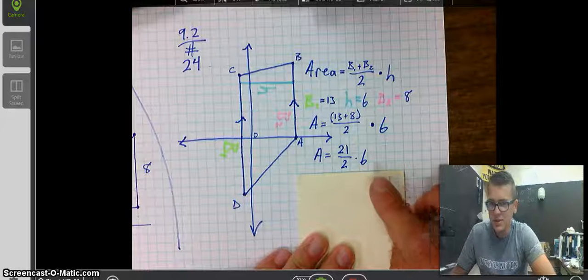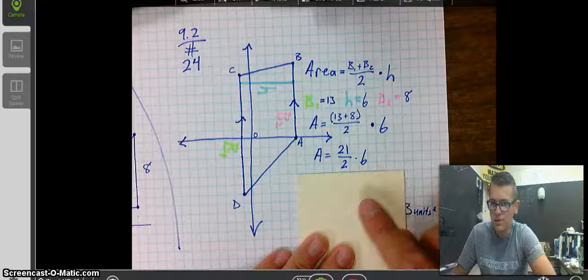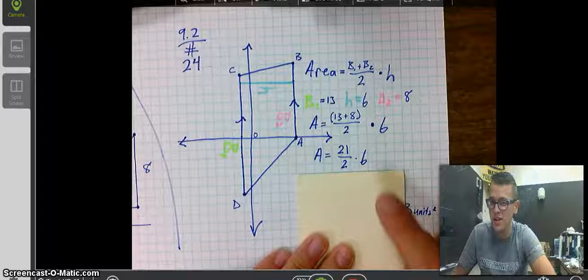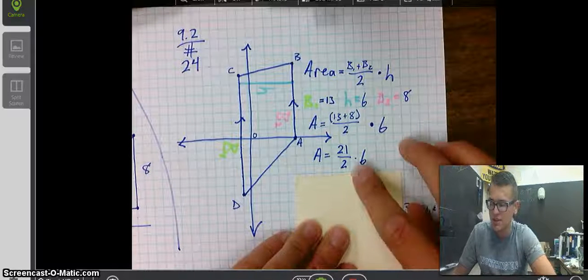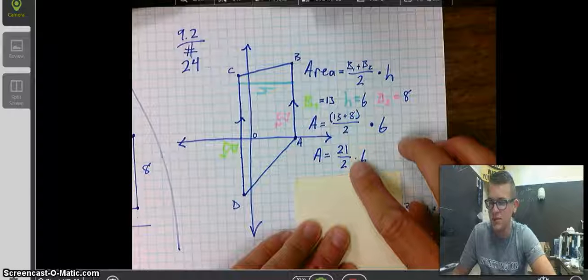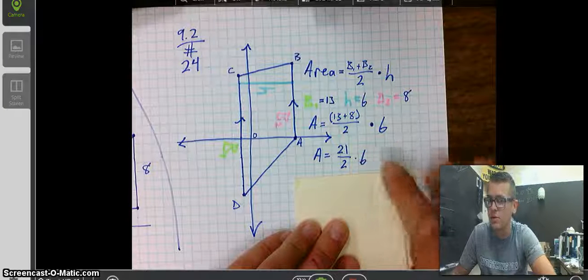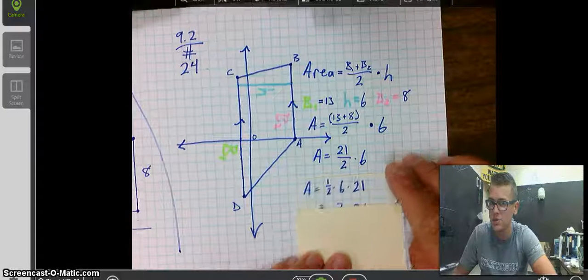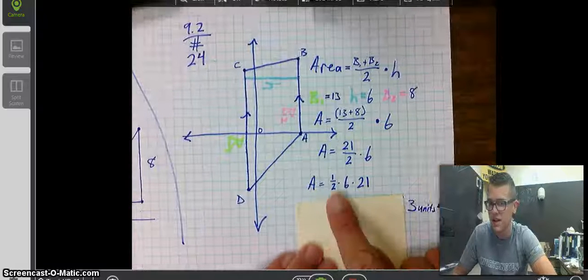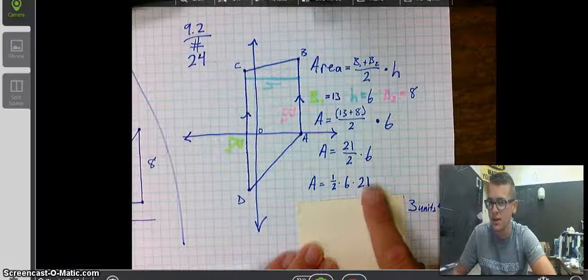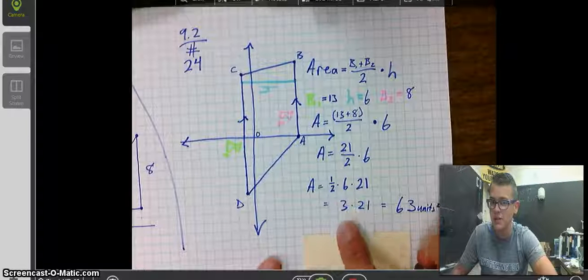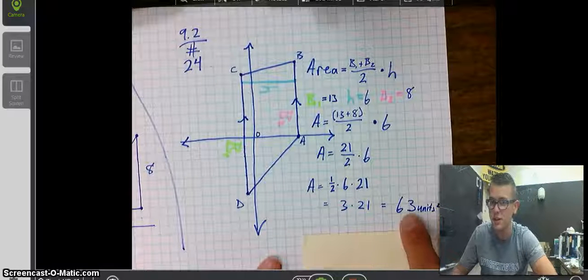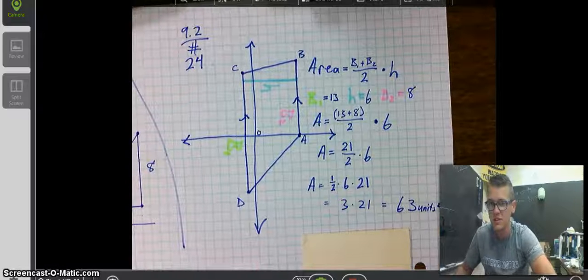Now this gets a little messy because this turns into 21 divided by 2 times 6, and since 21 doesn't divide by 2 very nicely, instead of doing 21 divided by 2, that's really like 21 times a half. So I'm going to use my commutative property to move some things around and say this is a half times the 21, but I'm going to put that out here and move the 6 here, because half of 6 is way easier than half of 21. So half of 6 is 3, multiplied by 21 gives me my final answer of 63 units squared.